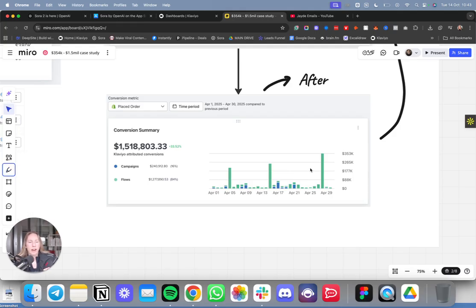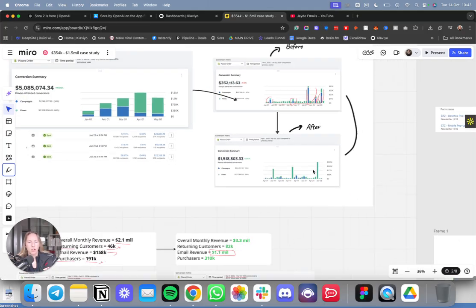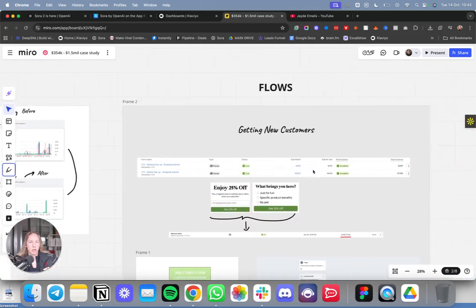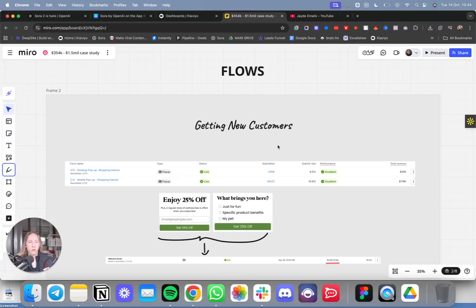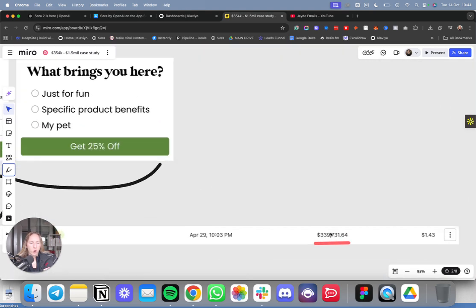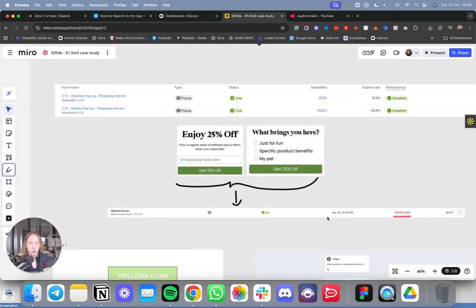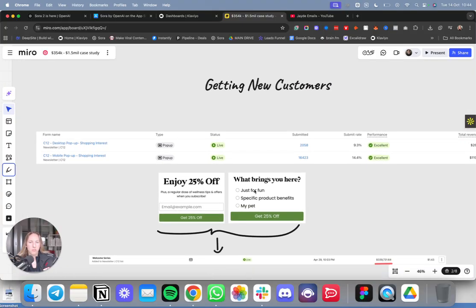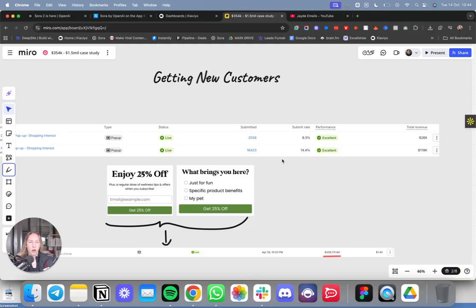Instead, we can rely on flows generating that outcome. And so here is exactly what we did. For the flows, we focus on getting new customers. Our welcome flow is our highest generating flow, generating us over $339,000. The way that we did this is by setting up a pop-up form that gets incredibly high conversions.